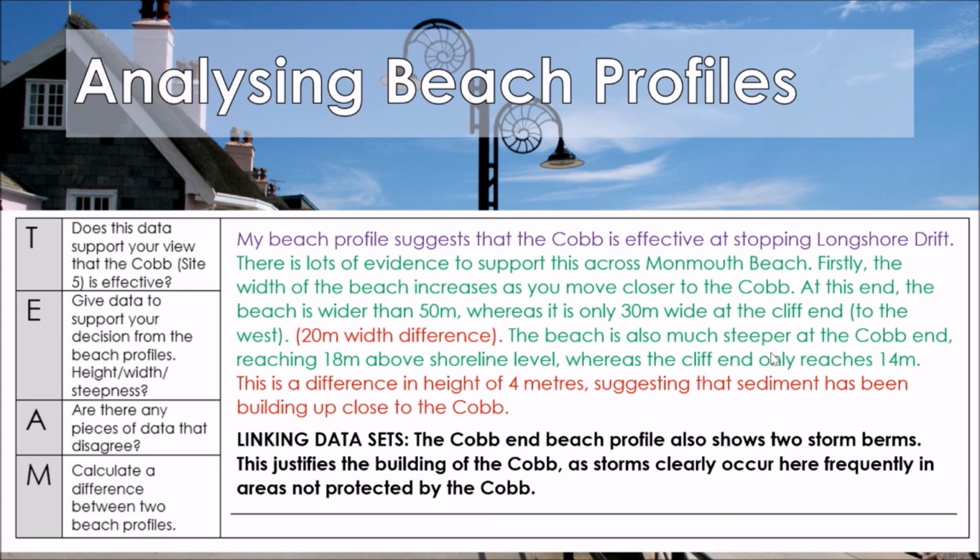So a little sentence you might write here: the Cobb End beach profile also shows 2 storm berms. This justifies the building of the Cobb, as storms clearly occur here frequently in areas not protected by the Cobb.